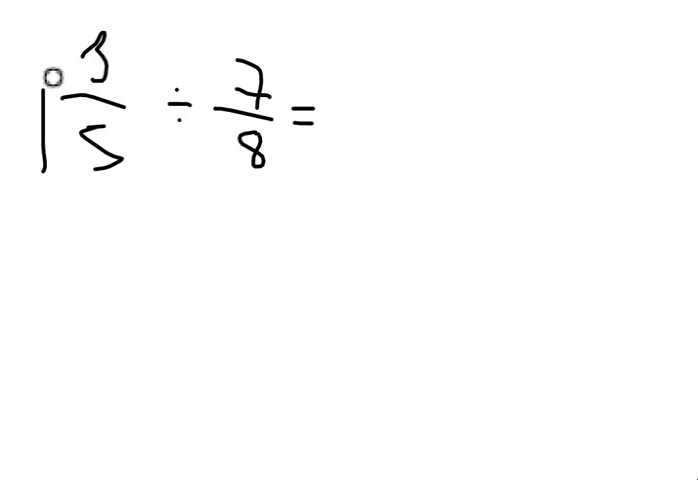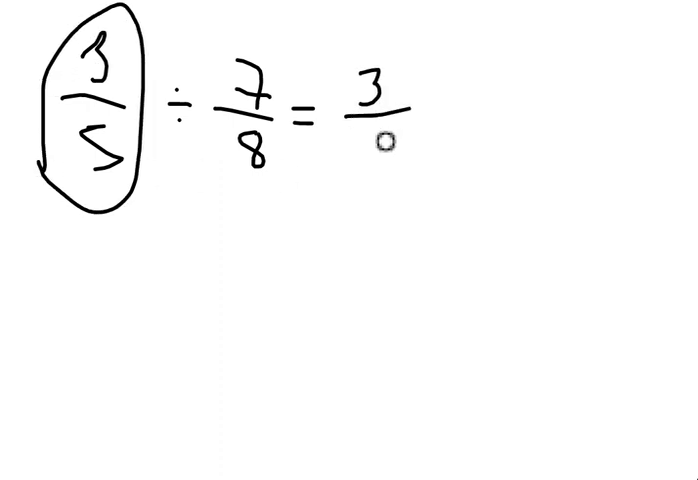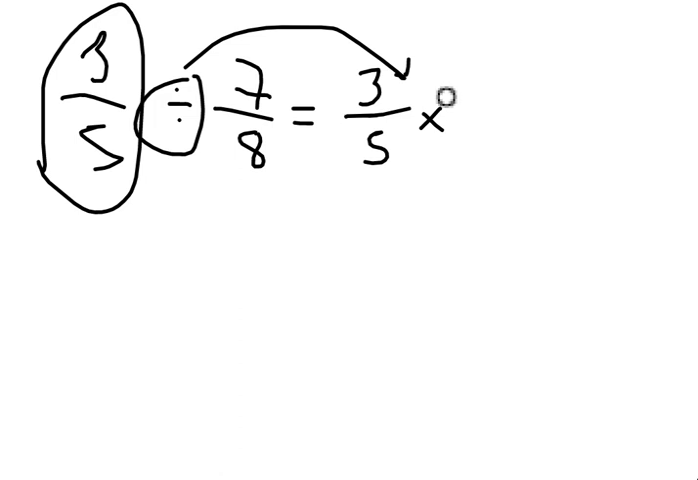Okay? So moving on to another question, we're going to do a bit more tricky. We're going to do 3 over 5 divided by 7 over 8. Now I'll just do it. So we know here we're going to keep our first fraction as is. We're not going to touch it just yet. It's going to be the exact same. Then we're going to change this division sign into a multiplication sign, so it's going to be multiplication.